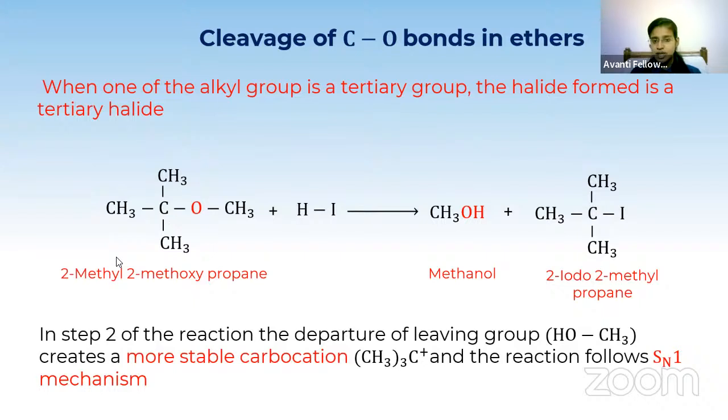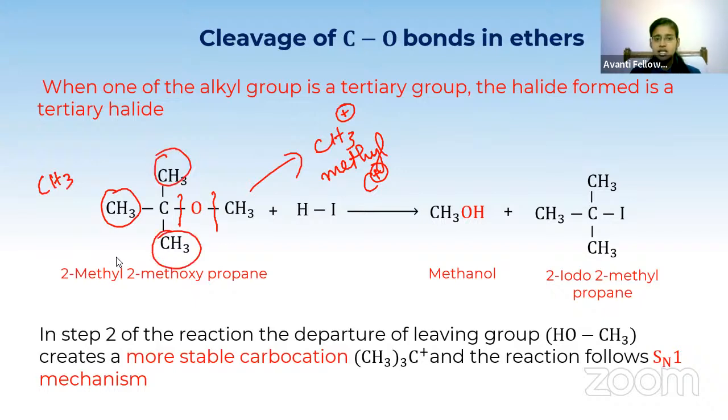If I break this bond, it will lead to the formation of CH3 plus, which is called a methyl carbocation. But if I break this bond, what will I get? I have 3 CH3 groups, so it is CH3 three times and C. What is this? This is a tertiary carbocation. So which carbocation is more stable? The tertiary carbocation is more stable towards the SN1 reaction.